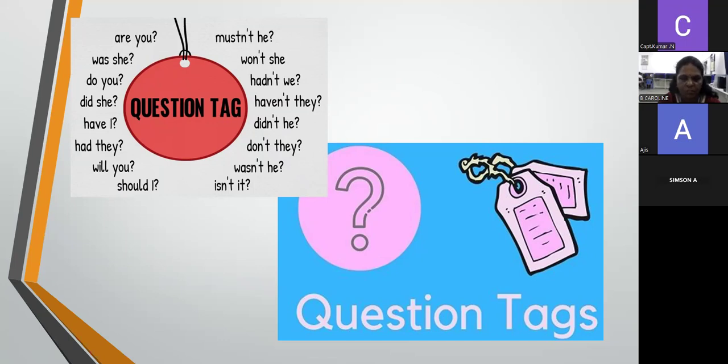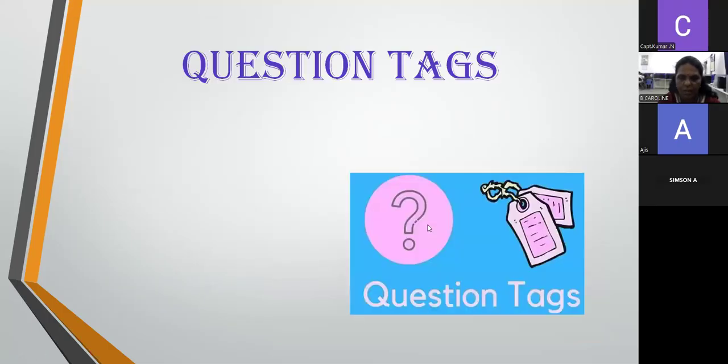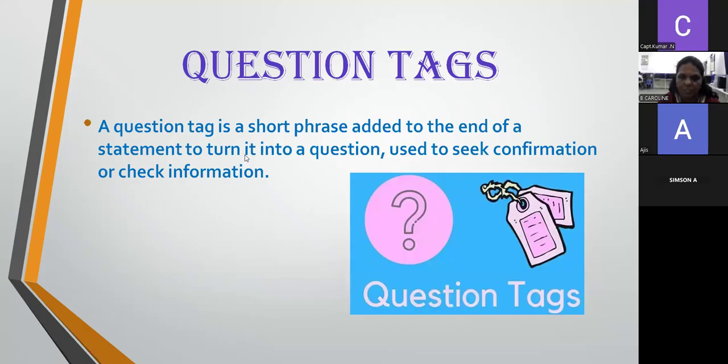See the name question tag. They are called question tags because, just as the picture shows the price tag attached to the clothes, similarly, question tags are attached to a statement. A question tag is a short phrase added to the end of a statement to turn it into a question. And it is used to seek confirmation or check whether the information told in the statement is true or not.